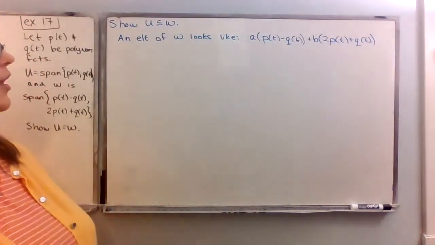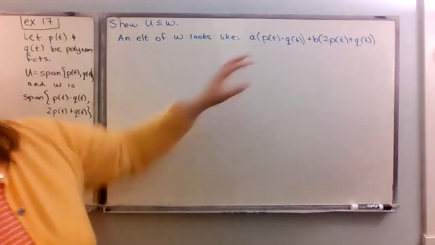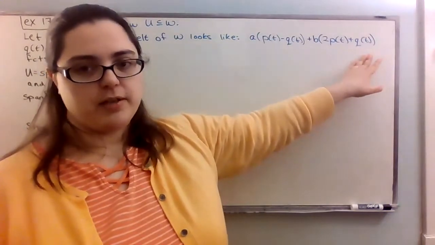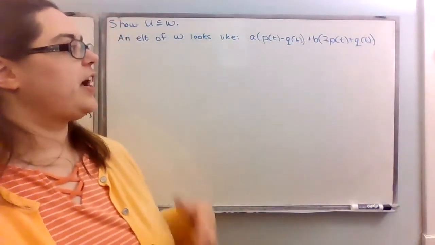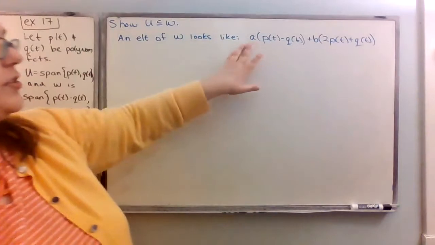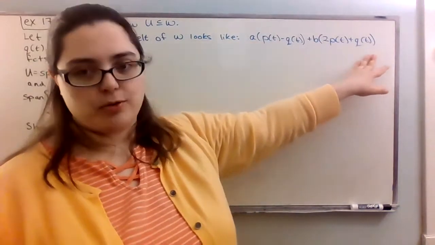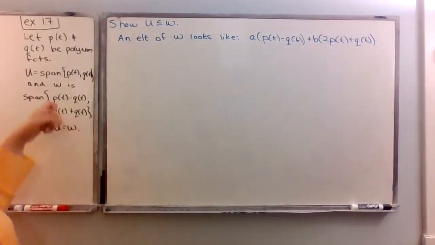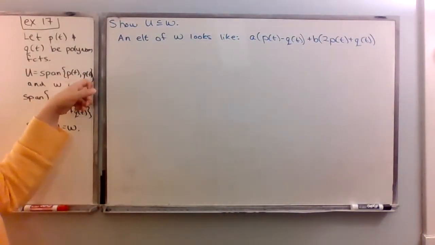And we need to show that we can find an A and a B so that this will simplify to P of T. And then we have to find another A and B so that this piece will simplify down to Q of T. That's where we're headed. That's what we need to do, because those are the two defining features of U.